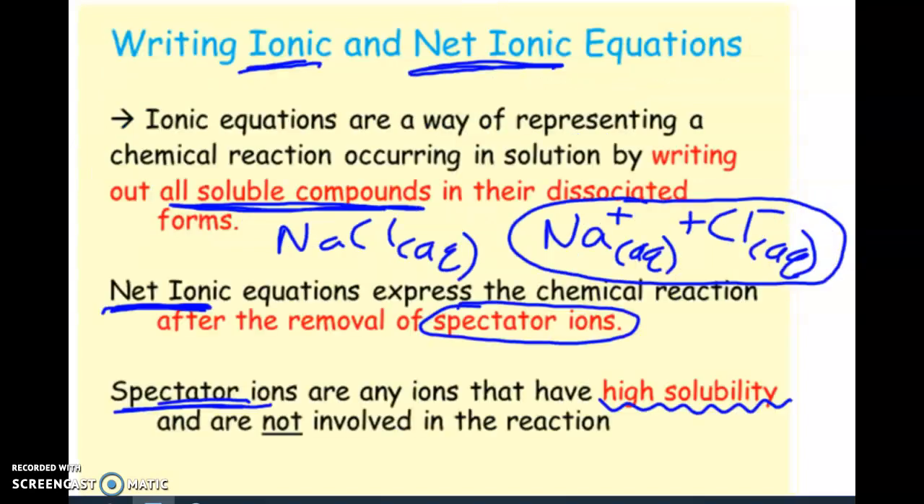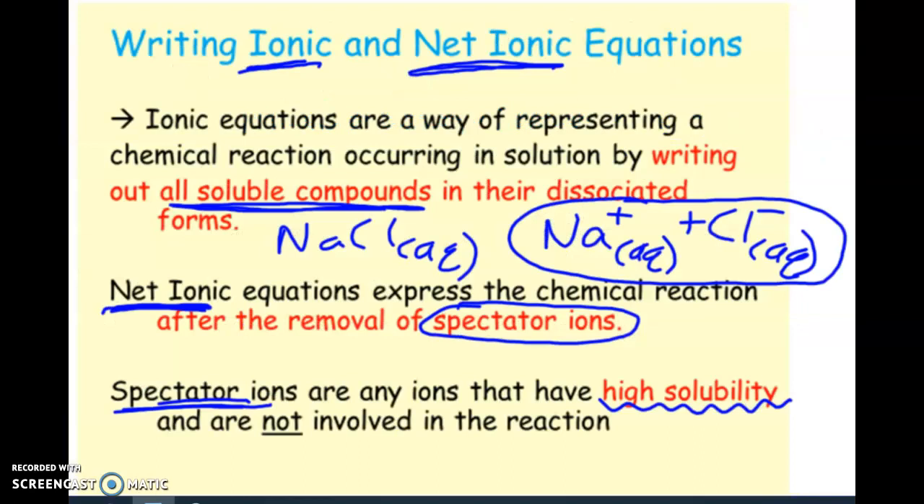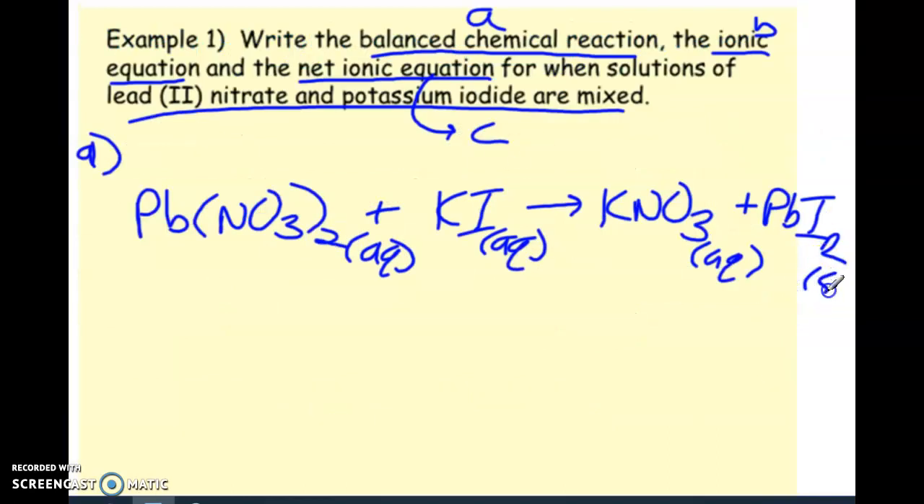Lead 2 iodide. So iodide is here, and lead 2 is right here. So this is going to have low solubility. So over here, I have a solid. And now, of course, we have to balance. For the nitrate, I have 2, so I'm going to put a 2 here. And by putting a 2 here, it is now balanced. So that's our A.